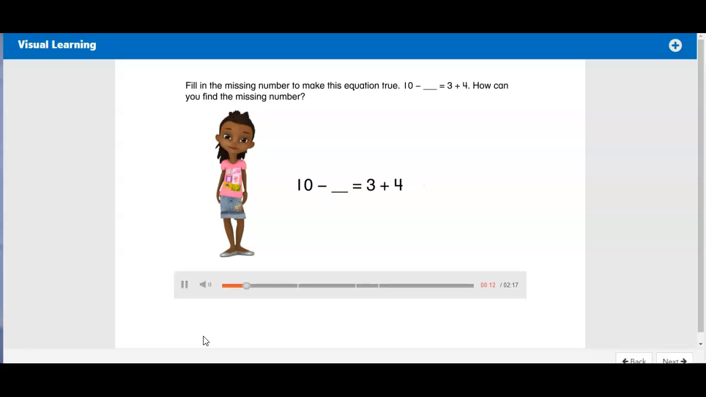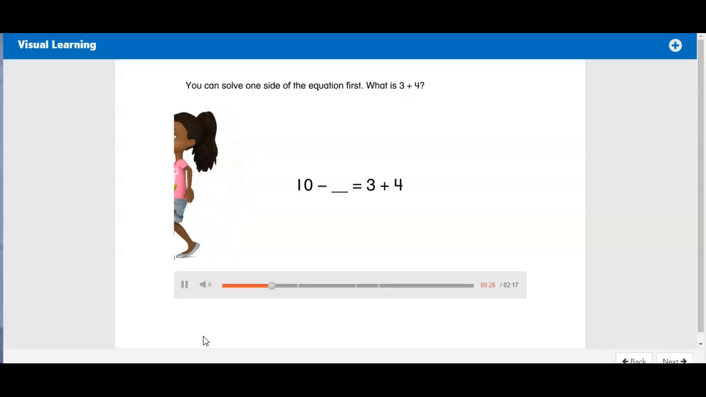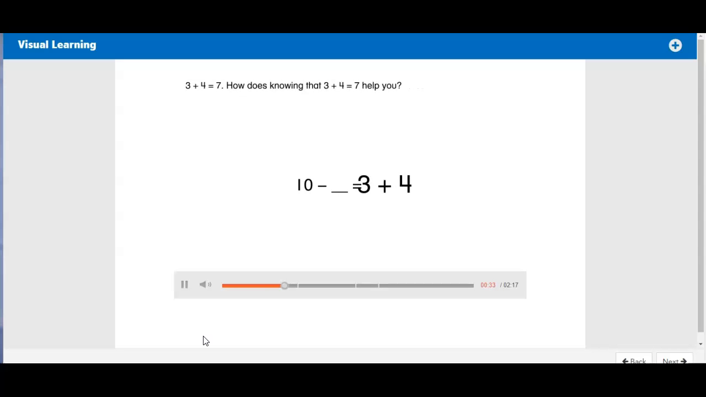Fill in the missing number to make this equation true. 10 minus blank is equal to 3 plus 4. How can you find the missing number? You can solve one side of the equation first. What is 3 plus 4? 3 plus 4 is equal to 7.